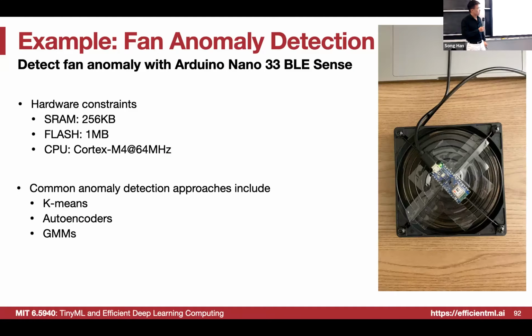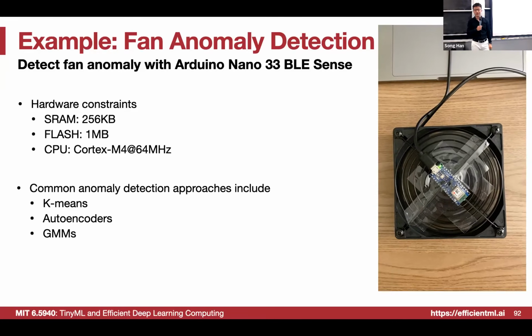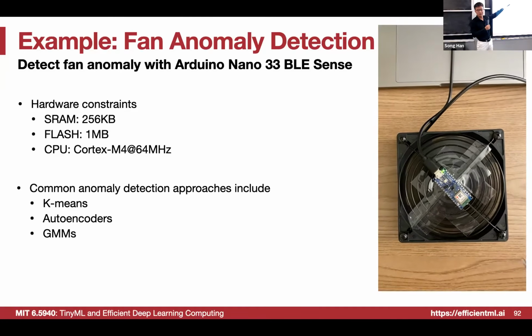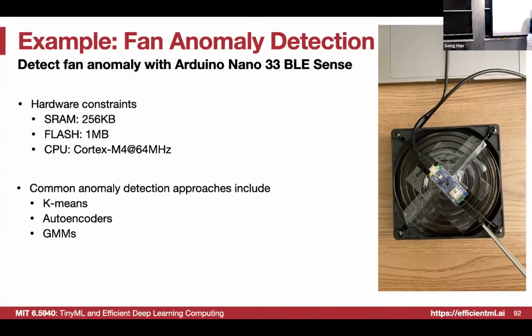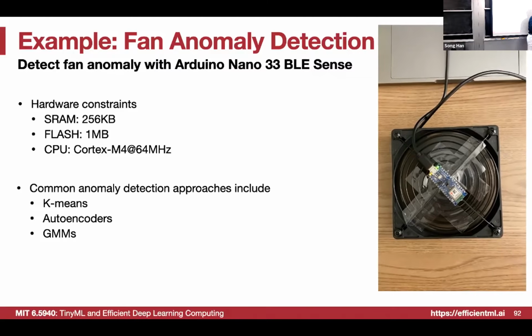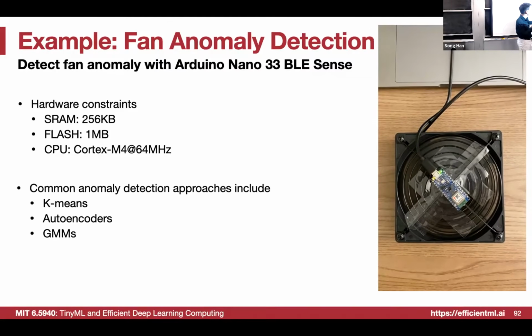So here, one of our IMEng students did a thesis with me to detect fan anomaly on an Arduino Nano 33 BLE Sense, this kind of microcontroller. The hardware constraint is only 256 kilobytes of SRAM and 1 megabyte of flash. So here let's focus on showing the light.